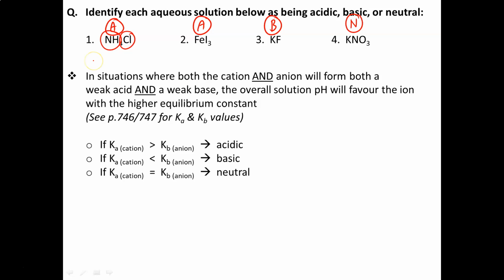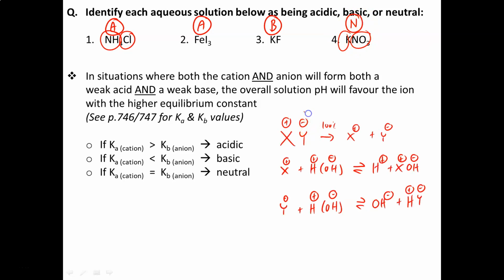So depending on what's released, the hydronium or the hydroxide, that'll determine whether it's an acidic solution due to the salt or a basic solution due to the salt. And if neither the cation nor the anion will undergo salt hydrolysis, neither of them will force water to release H plus or OH minuses, then that salt is considered to be neutral.